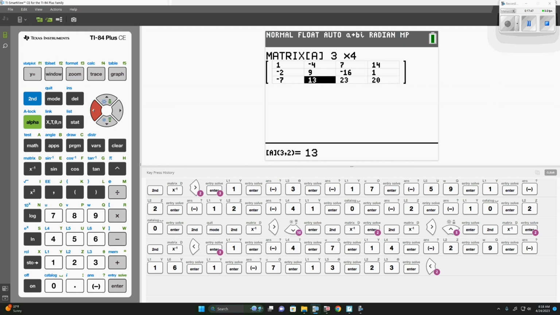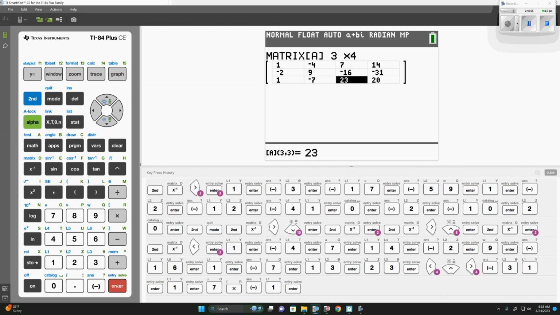Yes. So, I missed the last one. Negative 31, because negative 2, 9, negative 16, negative 31. Then we'd have 1, negative 7, 13, 23. So 1, negative 4, 7, 14, negative 2, 9, negative 16, negative 31, 1, negative 7, 13, 23.